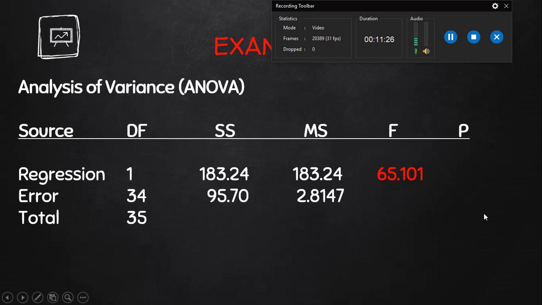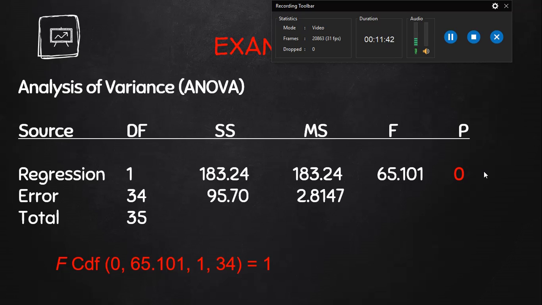At this point, you can put this into your calculator. So again, it's an F CDF. These are the keystrokes, and it does return a value of 1. So essentially, the value of P is 0. If you think back to the last slide when we did our coefficients table, they told us the T value for the variable was 8.0685. If you square that value, you do obtain the F statistic, which we just calculated here. So the t-test and the f-test are highly related.